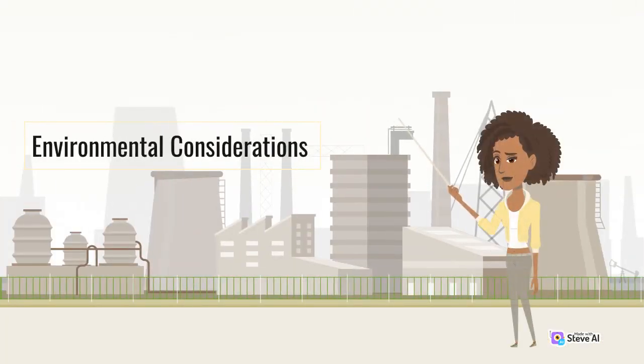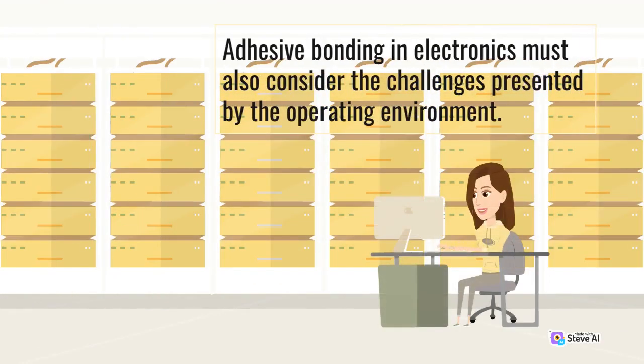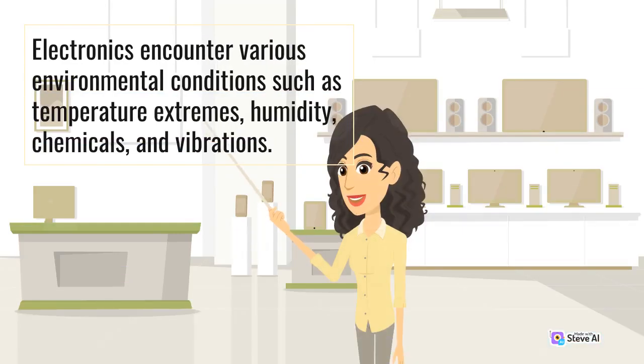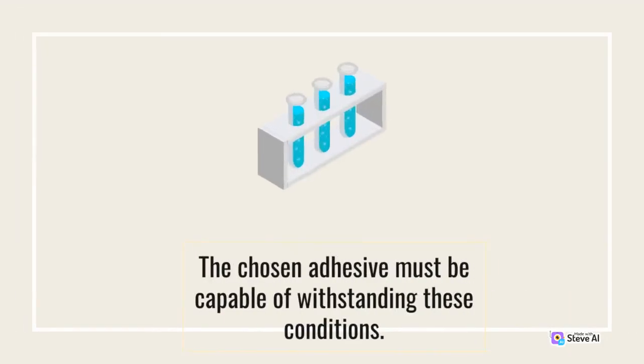Environmental considerations. Adhesive bonding in electronics must also consider the challenges presented by the operating environment. Electronics encounter various environmental conditions such as temperature extremes, humidity, chemicals, and vibrations. The chosen adhesive must be capable of withstanding these conditions.